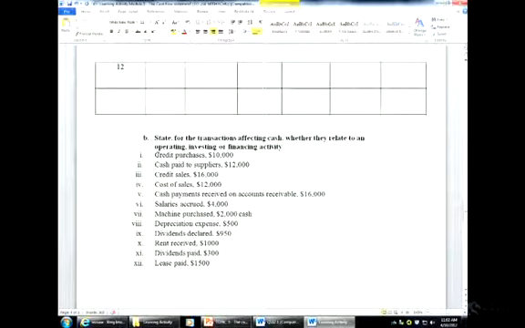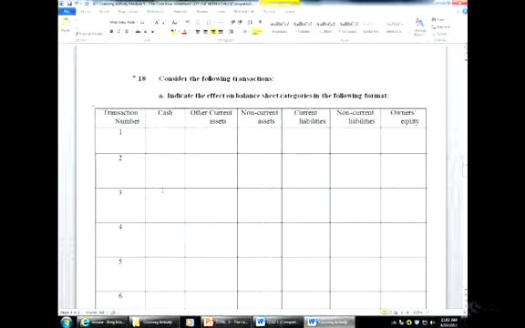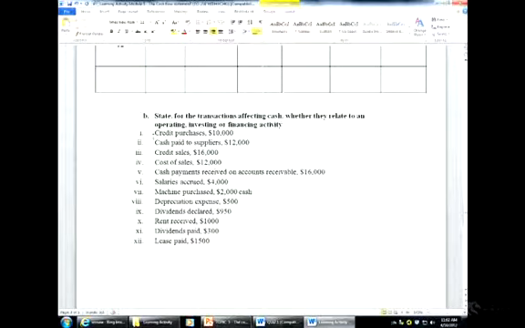Transaction 1, credit purchases $10,000. Question A says, indicate the effect on the balance sheet categories in the following format. So the first one says credit purchases. The business purchased goods on credit. Now will this go to the cash flow statement? The answer is no. But will it go to the balance sheet? The answer is yes. Will it go to the income statement? Yes. It's a credit purchase.